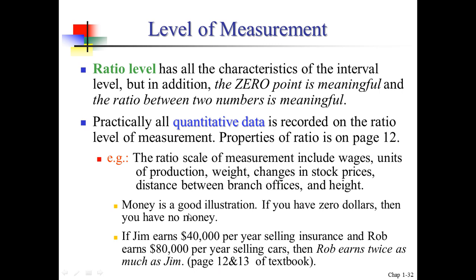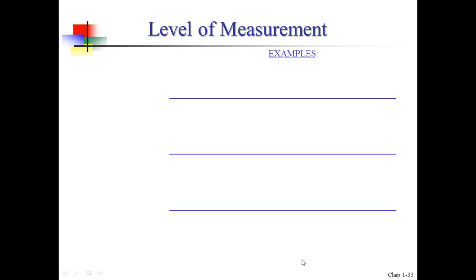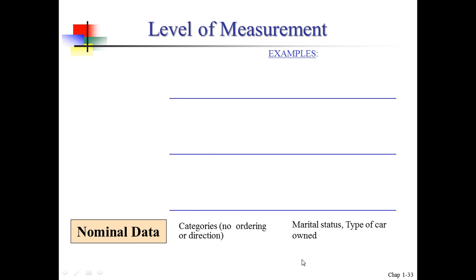Okay, you can see this example on page 12 and page 13 of the textbook. To summarize, in terms of level of measurement, the ground level is nominal data. Under nominal data, you just group or classify every data item into specific categories, specific groups or specific conditions. But we cannot make it ordered. For example, marital status, types of car owned, or maybe the colors of pen, something like this.